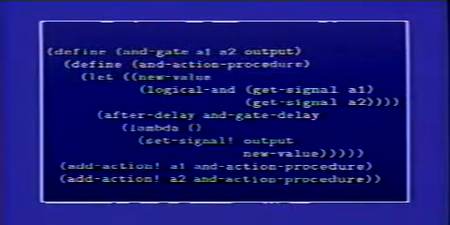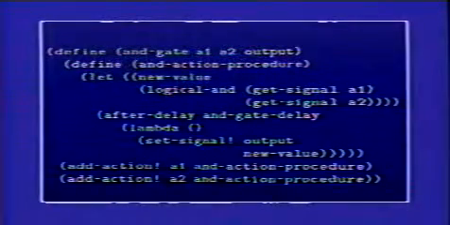AND gates take two inputs, A1 and A2 we'll call them, and produce an output. But the structure of the AND gate is identical to the one we just saw. There's one called an AND action procedure that's defined, which is the thing that gets called when an input is changed. And what it does, of course, is nothing more than compute the logical AND of the signals on the inputs, and after some delay, called the AND gate delay, calls this procedure, which sets a signal on the output to a new value.